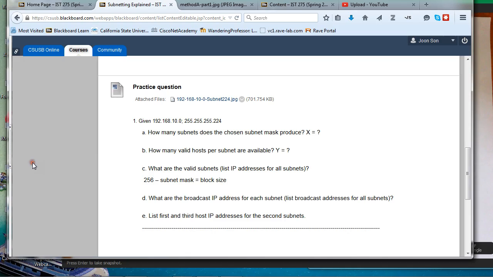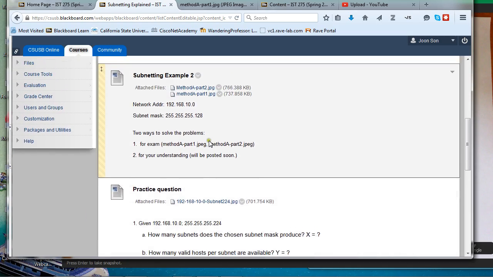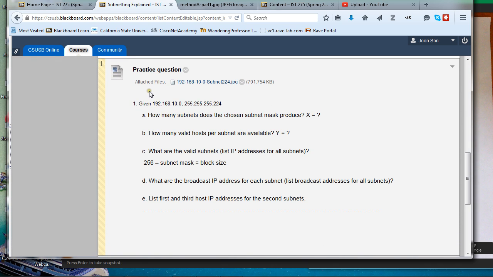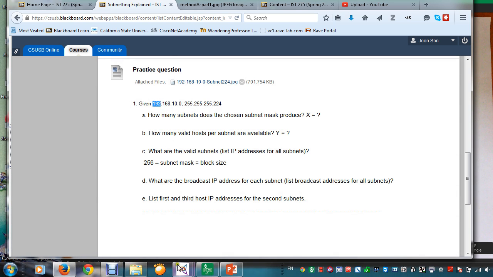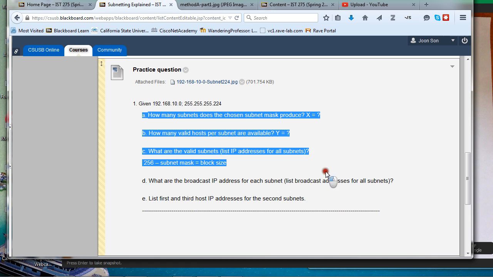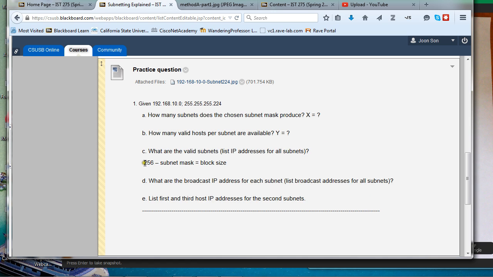Okay, so let's look at the next example. The next example is a practice question. This is also class C subnetting, because the IP address is class C, right? And the subnet mask is 224. That's the important number here. Just like the previous example, there are 5 questions with this formula. So let's take a look at this problem.